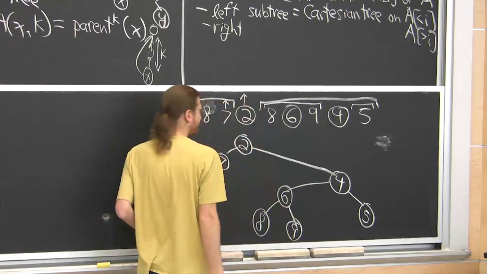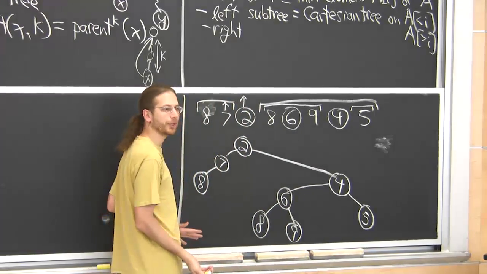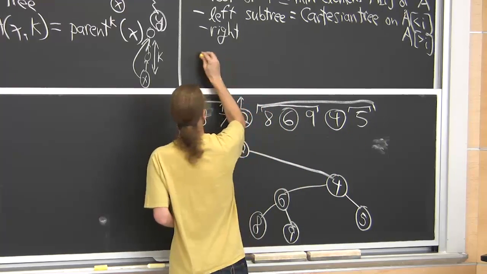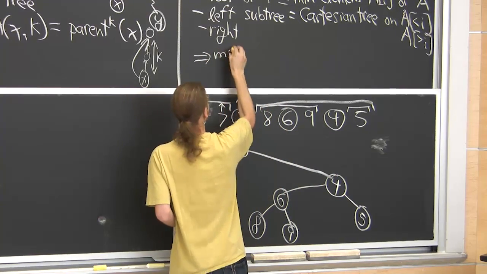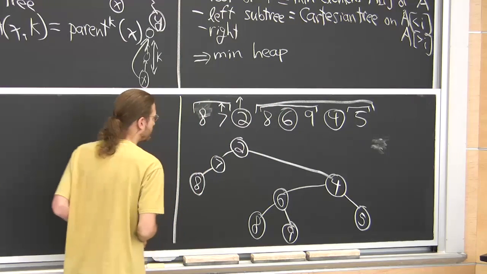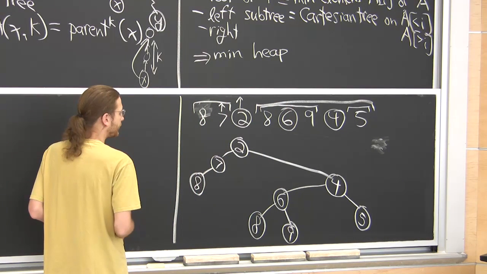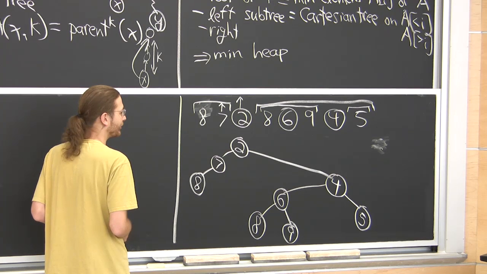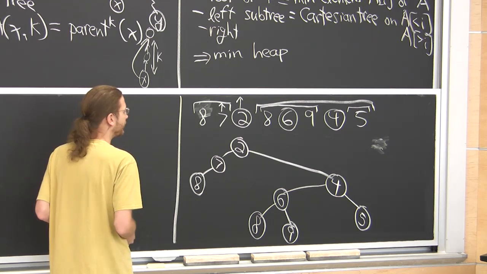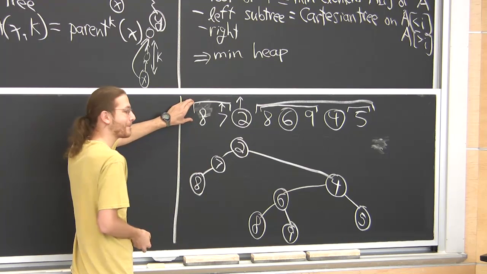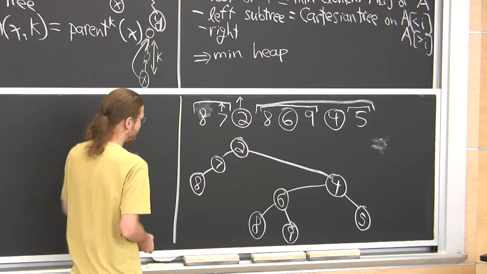Okay, this is not a binary search tree, it's a min heap. Right. Cartesian tree is a min heap. But Cartesian trees have a more interesting property, which I've kind of alluded to a couple times already, which is that LCAs in this tree correspond to RMQs in this array. Okay, so let's do some examples.